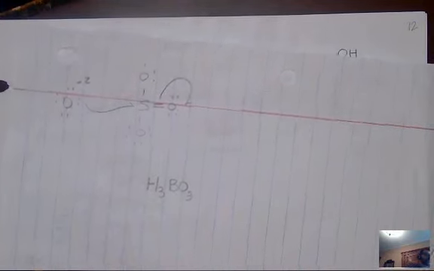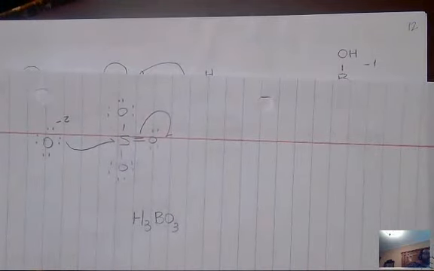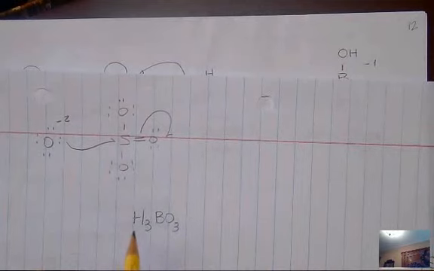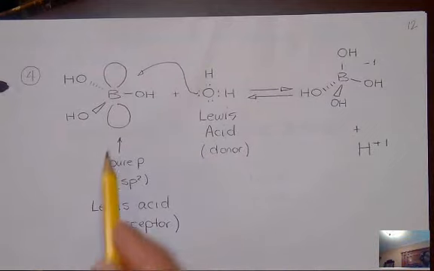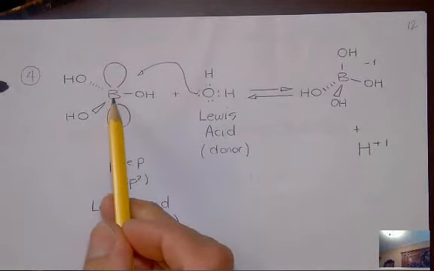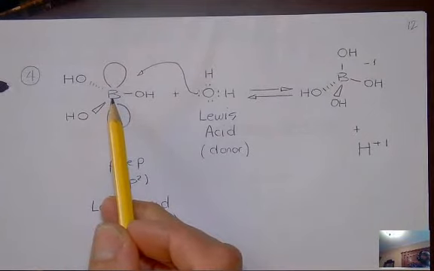H3BO3, but that doesn't do it justice because that makes it look like it's a traditional Bronsted-Lowry acid, like it's going to donate a proton. It doesn't do that at all. What happens to it is that the boron actually is in a very unstable state. It doesn't have a lone pair.